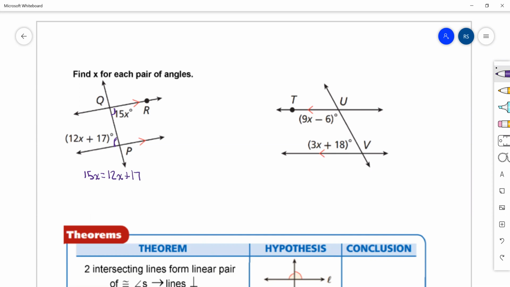Now, what kind of angles are these? Again, getting practice here. These are alternate interior angles. So of course they have to be congruent.